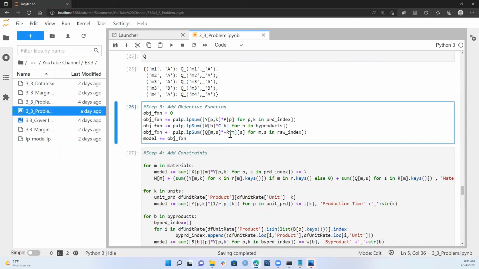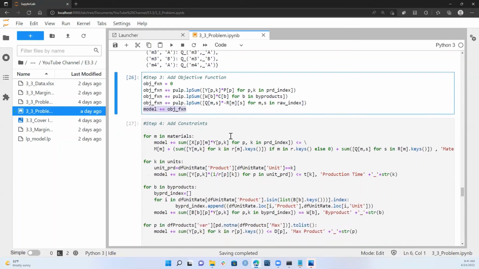So then we're going to sum up the amount of material M from supplier S times the cost of that material M from that supplier S for all of our materials and suppliers in the raw index, and then add that objective function to the model.